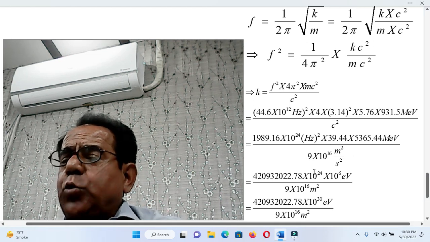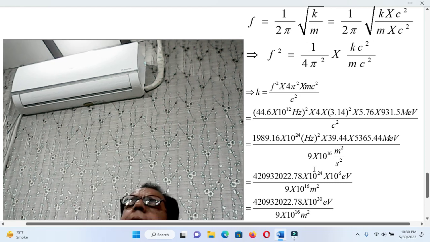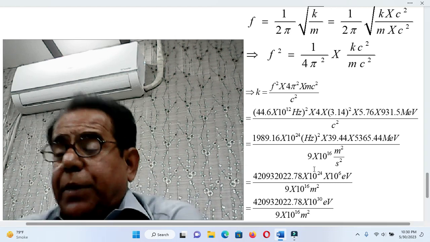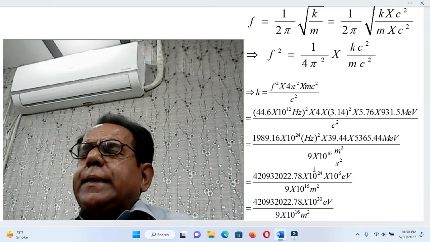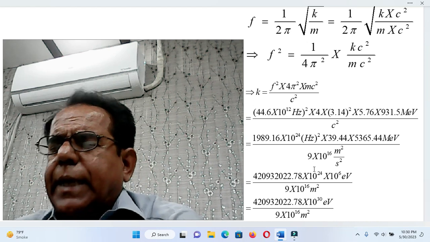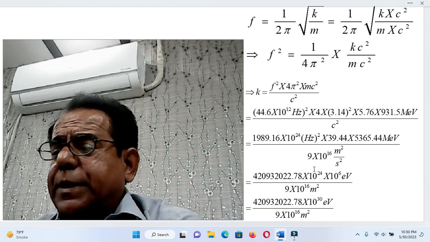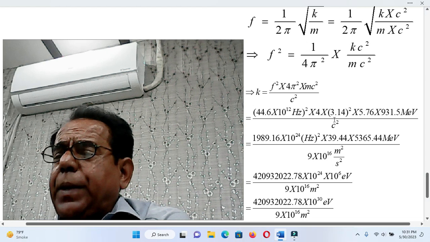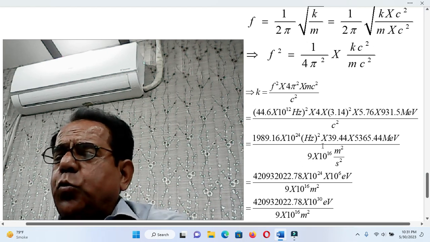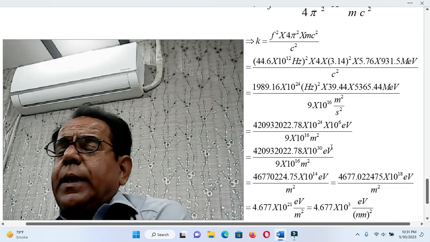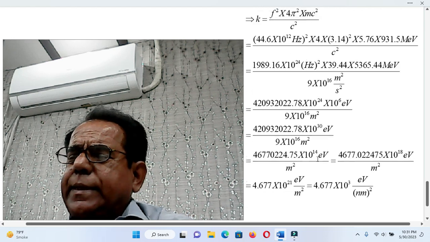Here in place of c square we have used its value, which is equal to 2.998 into 10 raised to the power 8 meter per second. And sometimes we do not write it as 2.998, we simply write 3 into 10 raised to the power 8 meter per second. So here in place of c square we will have to put this value. Okay, next simplification, nothing else. There is no need to explain these steps.